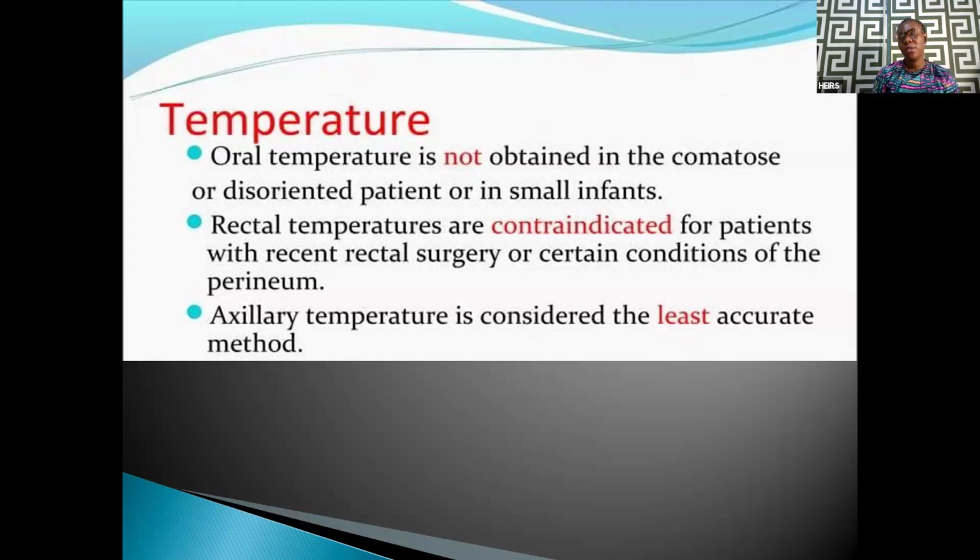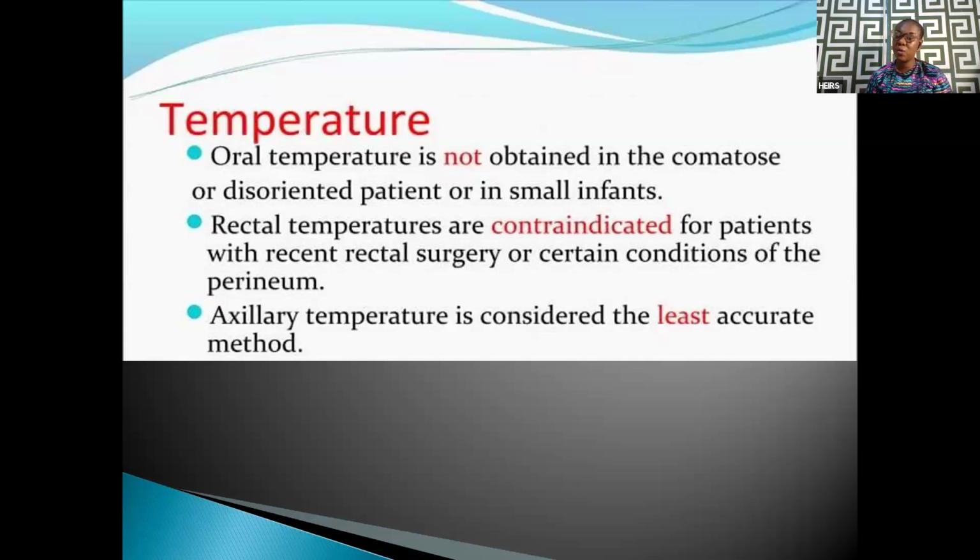But in someone who had a surgery around the anus, or someone who has a condition around the anus and the perineum, you will not want to take readings there. So that then leaves you with the axillary temperature. Axillary temperature, you take it in the armpit. That's about the most commonly used one.